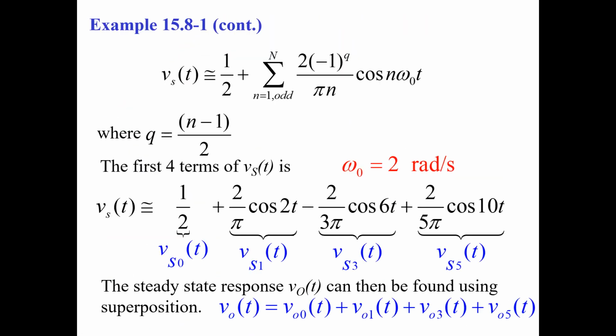You simply write that down here. It exists only for the odd numbers, and omega naught is 2 radians per second, computed from the time period. It is 1 over 2 plus 2 over pi cos omega t. Your voltage source has been broken down like this. The steady-state response can be found from this. Take the voltage division principle and add them up. This is your source broken down.